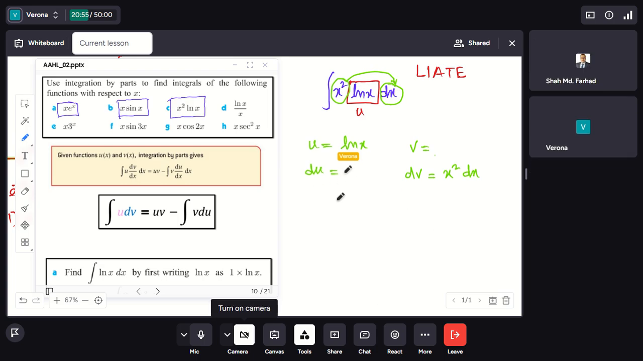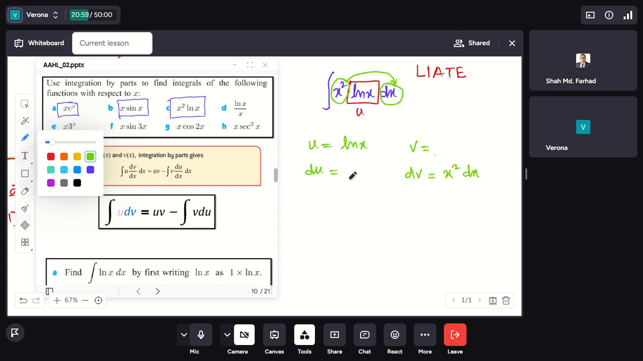So du is 1 over x dx. Okay. And then v is x cube over 3. Good. Okay. Now complete.